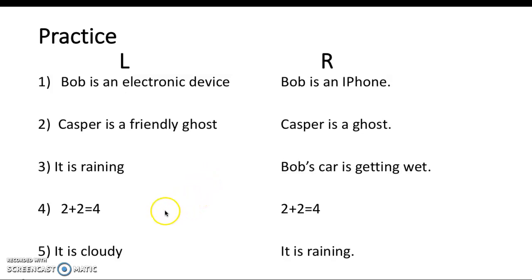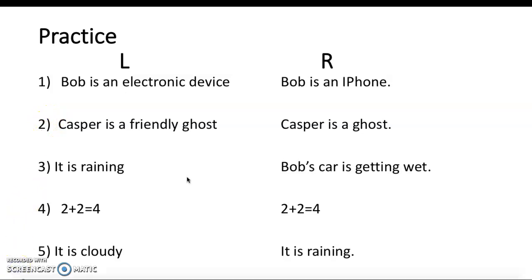So what I want you to do is pause the video and tell me whether you think that there is entailment going from the left column to the right column, and whether you think there's entailment going from the right column to the left column. Look at this example. Here we know that there is no entailment from the left statement to the right statement. Even if it's true that Bob is an electronic device, it does not entail that Bob is an iPhone, but there is entailment going from this statement, Bob is an iPhone, to Bob is an electronic device. Pause the video and do the same for 2 through 5.